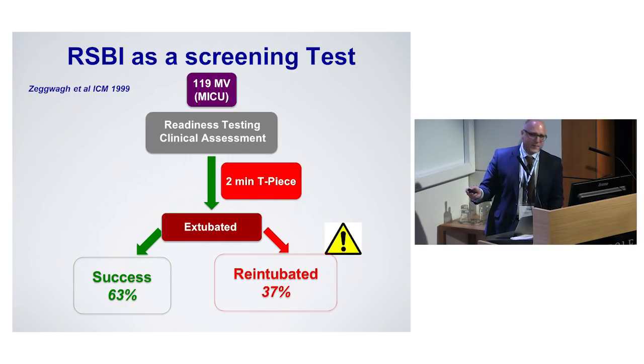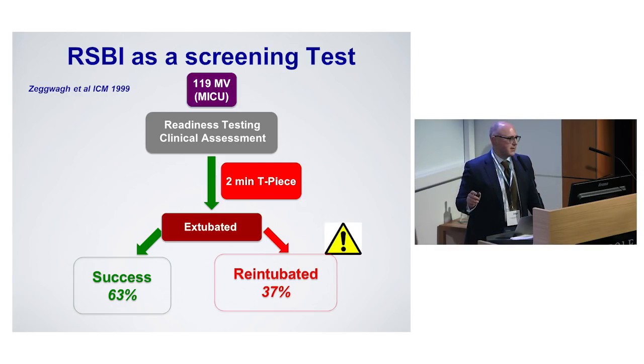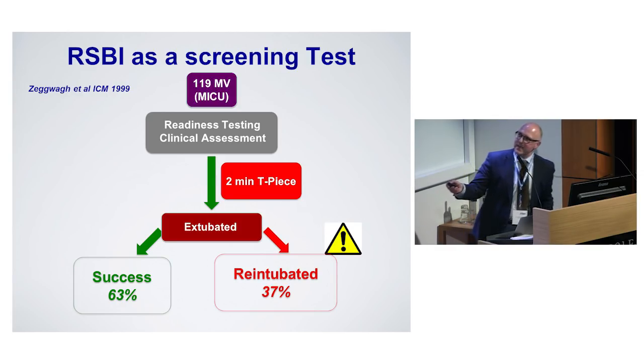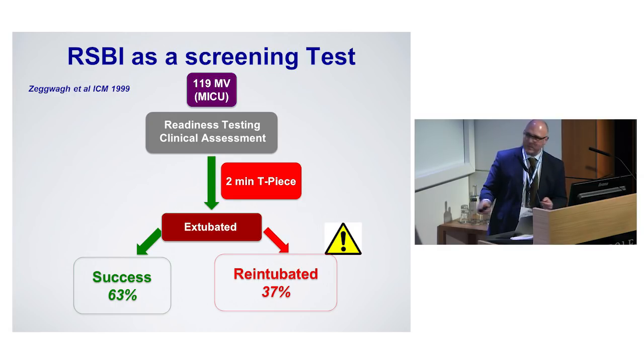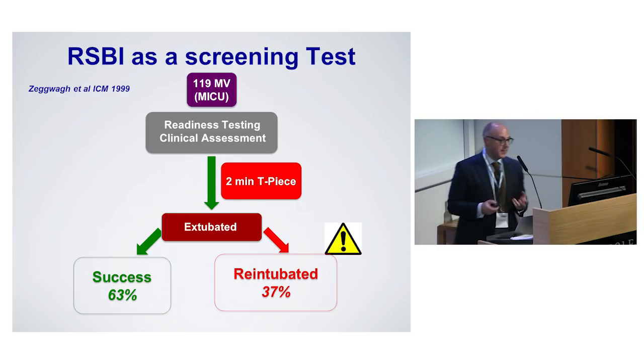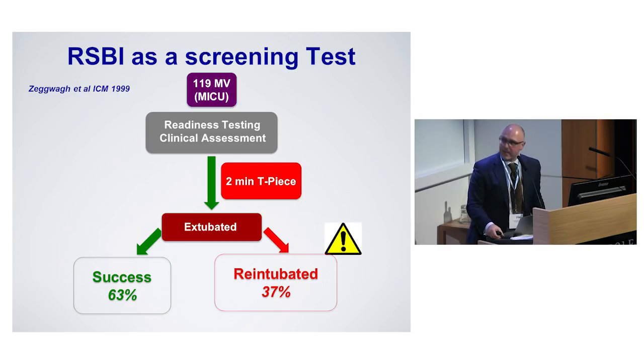But RISB or FOVT is only a screening test. And the reason why it's a screening test is that if we just extubated a patient based on FOVT, we would reintubate 40% of the patients. Now, this might be acceptable or might not be acceptable. I would argue that this is a bit too high as a percentage, particularly in the general ICU.